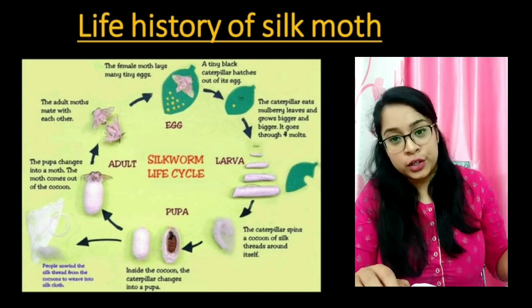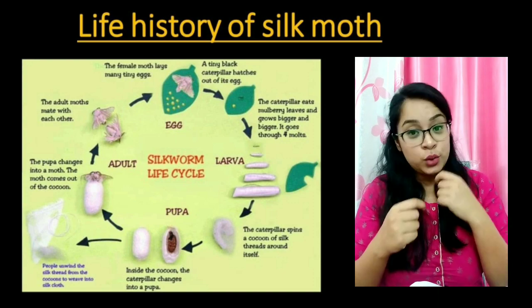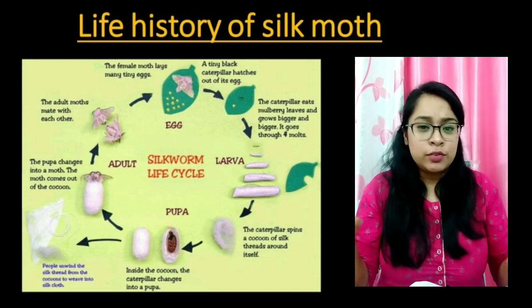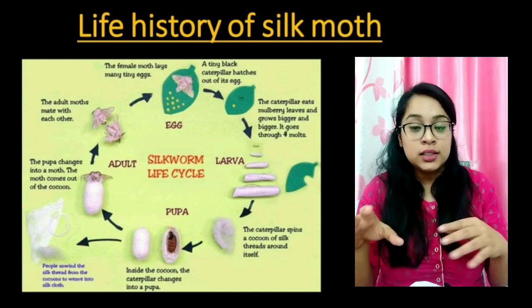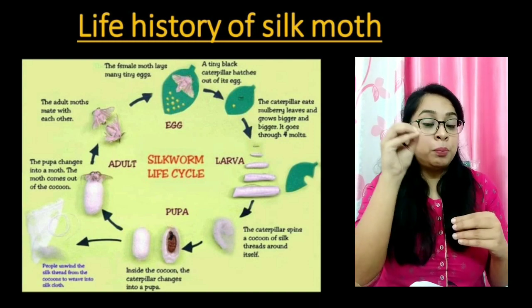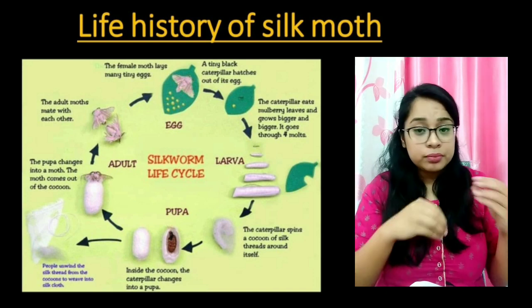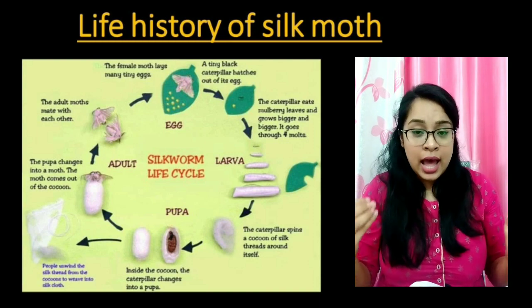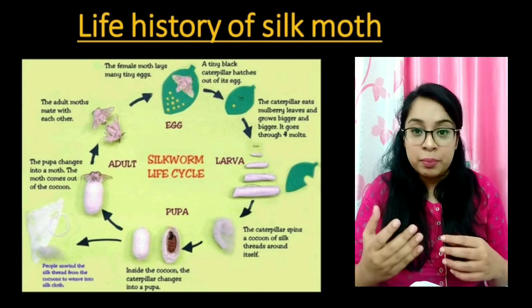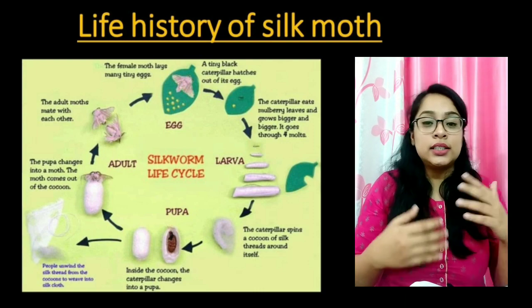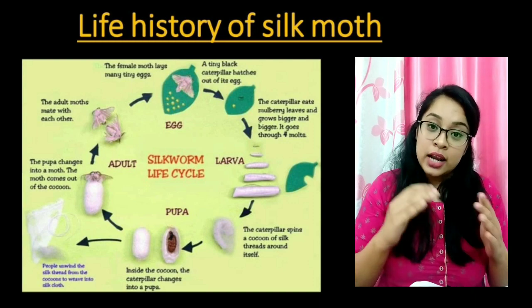Now they have only one function. They will eat, grow, eat, grow, eat, grow. This is their function. So what happens after that? The silk moth lays the eggs on those plants whose leaves the larvae or caterpillars can eat. After they hatch, they eat the leaves of the plant, especially the leaves of mulberry plants, and their one and only function is to eat and eat and eat and grow.